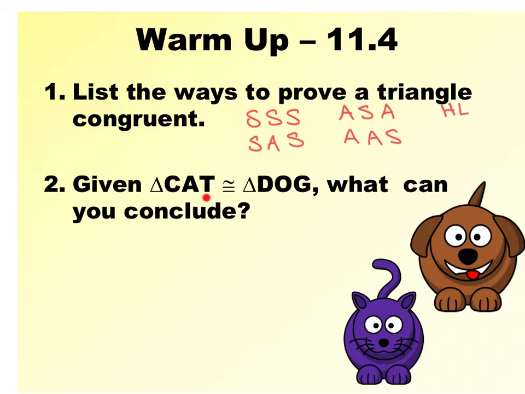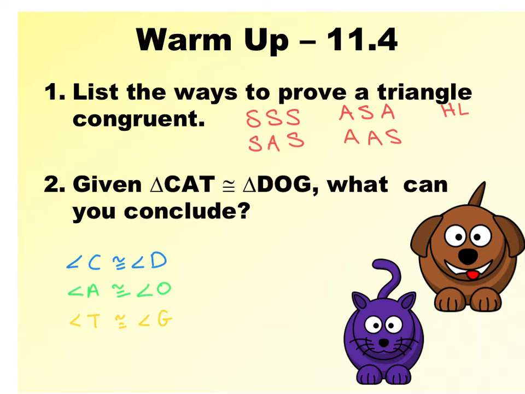Now, if I know that two triangles are congruent, that means that the corresponding parts are congruent. That means all the angles are congruent and all the corresponding sides are congruent. So I can say that angle C is congruent to angle D. Angle A is congruent to angle O. And angle T is congruent to angle G. So all the corresponding angles are congruent, and that's why it's very important that the congruence statement is written correctly.